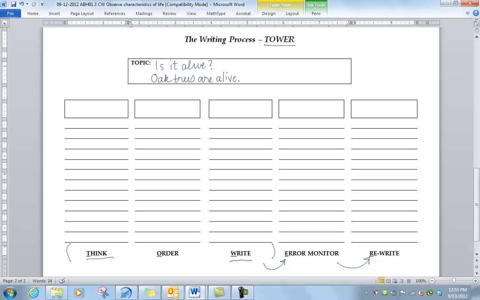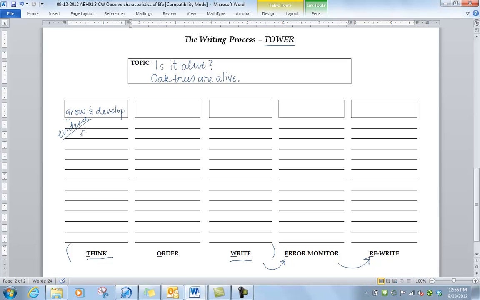So in those boxes underneath the topic box, I'm going to list some of the characteristics of life that I think oak trees demonstrate. So the first thing I'm going to write is grow and develop, because I happen to have seen an acorn sprout before. So I know that an oak tree can grow and change from an acorn to a tree. So I'm going to write grow and develop as my main idea here, but I know to provide some evidence on the lines below that box.